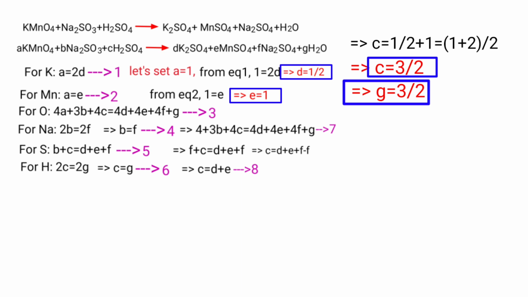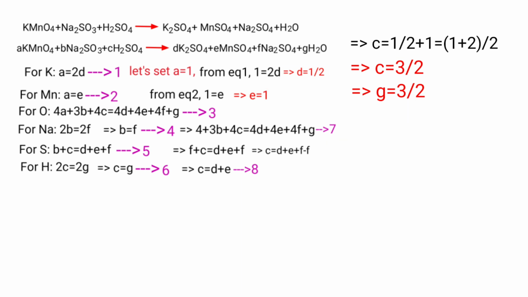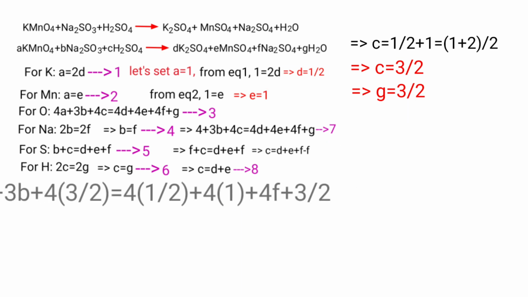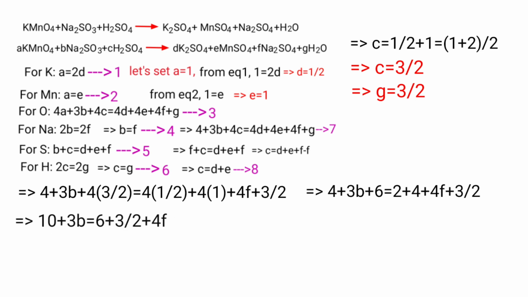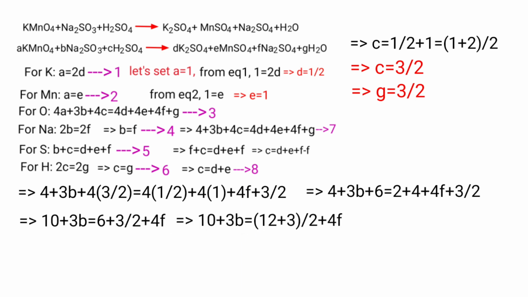Now you can apply the C, D, E and G values in equation 7. Then 4 plus 3B plus 4 into 3 by 2 is equal to 4 into 1 by 2 plus 4 into 1 plus 4F plus 3 by 2. Then 4 plus 3B plus 6 is equal to 4 plus 4 plus 4F plus 3 by 2. Then 10 plus 3B is equal to 6 plus 3 by 2 plus 4F. Then 10 plus 3B is equal to 12 plus 3 by 2 plus 4F.